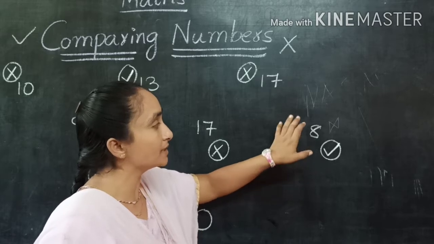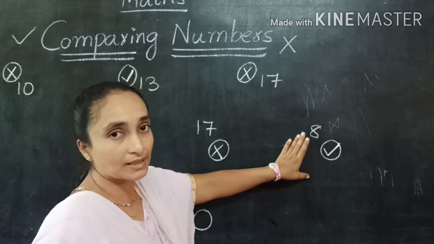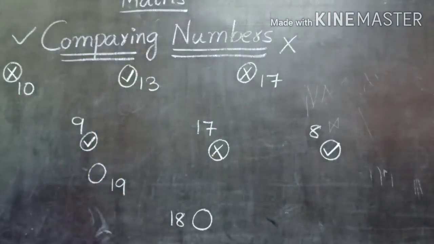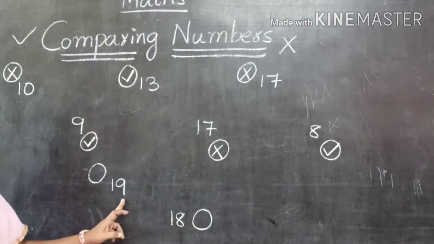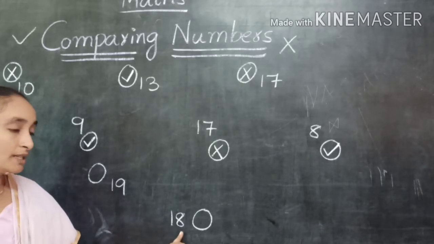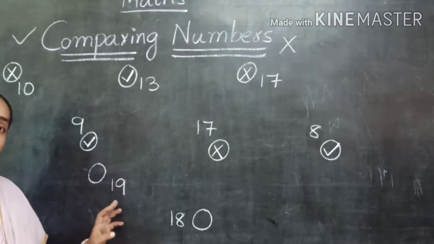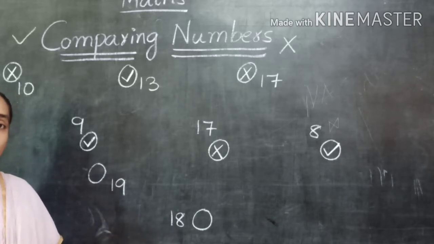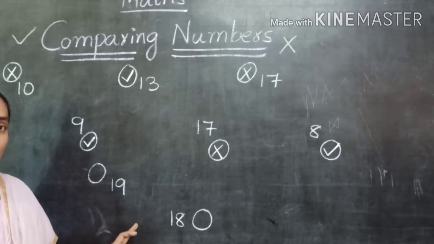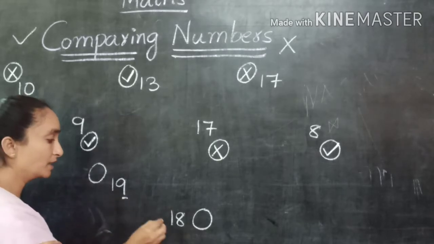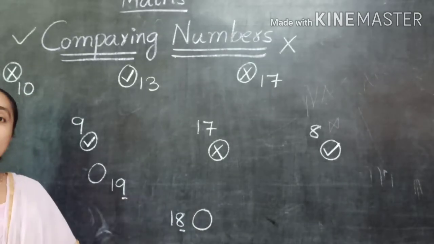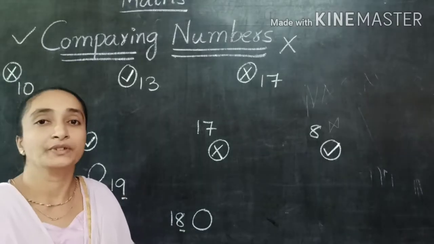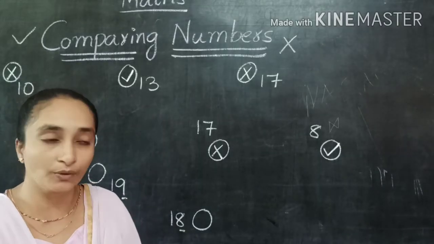So 8 is the small number, which means the remaining one is the big one. Here we can see, children, 19 and 18. Both have the same tens place, 1 ten and 1 ten. When we check the ones place, 9 ones and 8 ones. So which is the small one? Is 8 smaller or is 9 smaller? Yes, 8 is the smaller one.